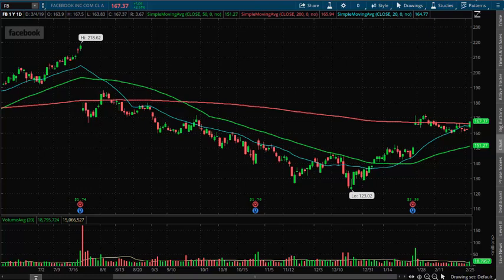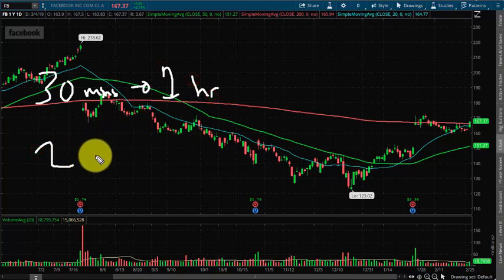So for me, right, I'm a short-term investor. I do have long-term investments, but I mainly use fundamentals for those. Well, a combination of fundamental and technical analysis. But for my intermediate to short-term trades, I'm usually holding for either 30 minutes to an hour, or I'm holding for 2 to 3 days.